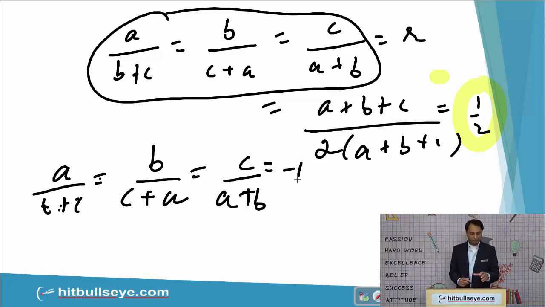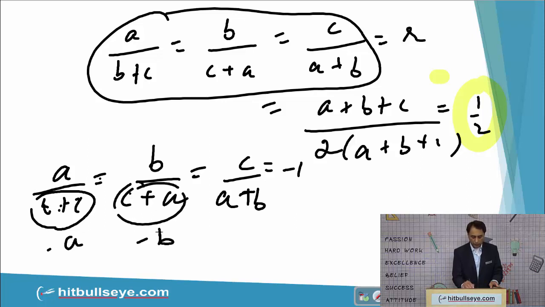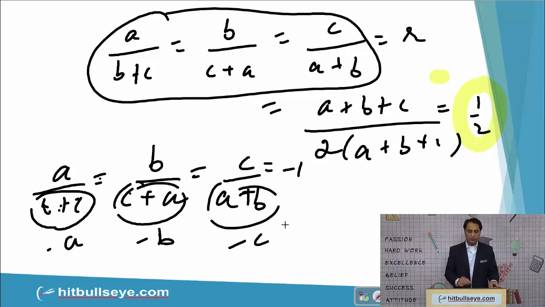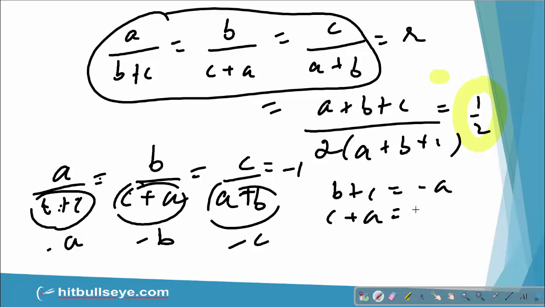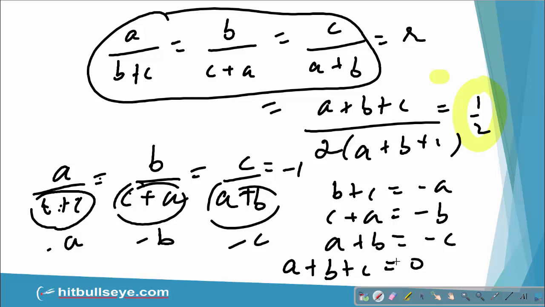If this is true, it means that, so when is this possible? This is possible when B plus C is minus A, C plus A is minus B, and A plus B is minus C, which means that A plus B plus C should be equal to 0. When this happens, minus 1 is also a possibility. Hence, the answer is option number 3, half or minus 1.